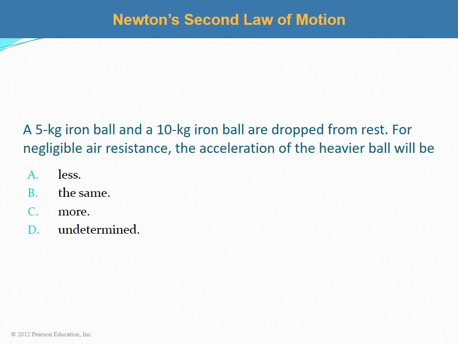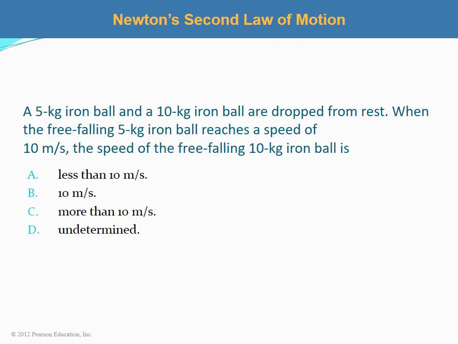A 5 kilogram iron ball and a 10 kilogram iron ball are dropped from rest. For negligible air resistance, the acceleration of the heavier ball will be A, less, B, the same, C, more, or D, undetermined. Answer is B, the same. The acceleration of gravity is the same no matter what the object's mass.